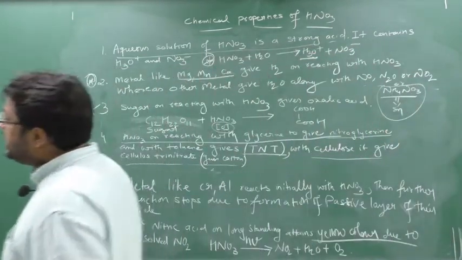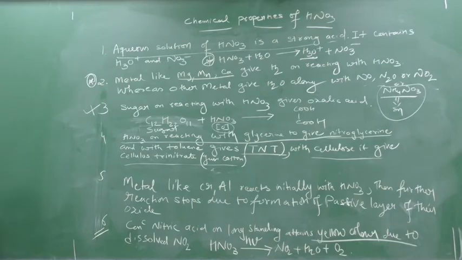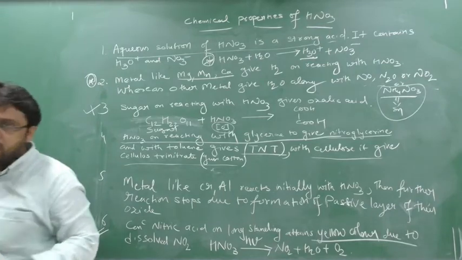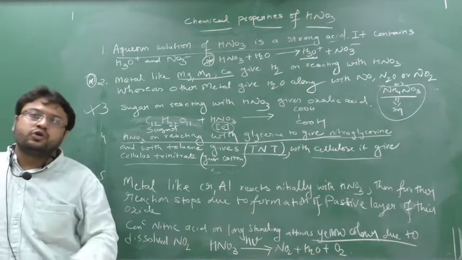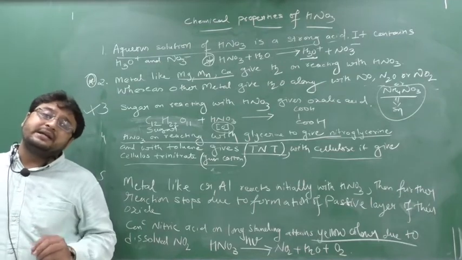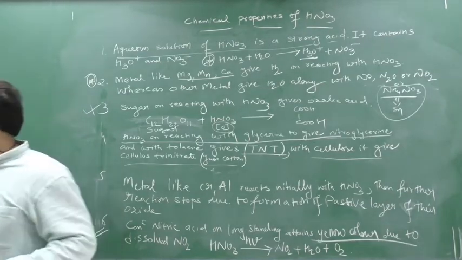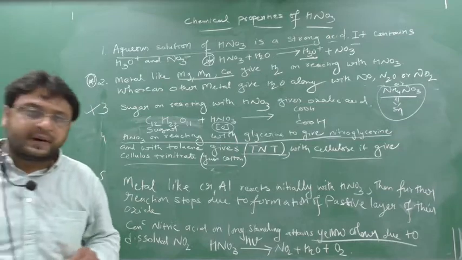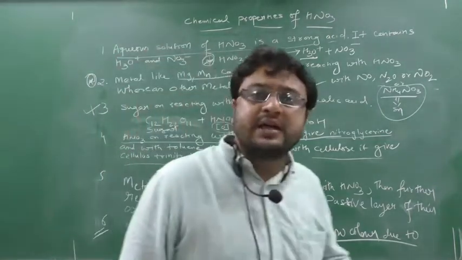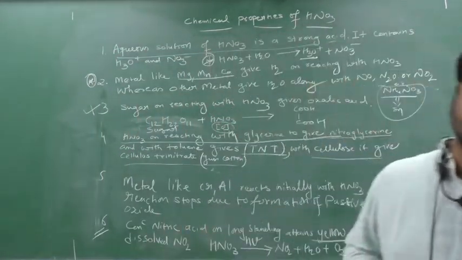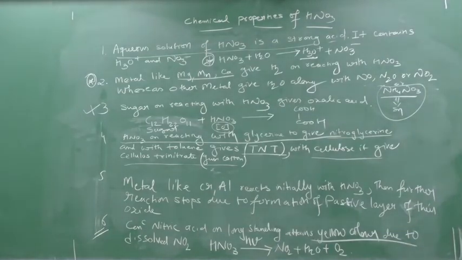Now if you want to decolorize this yellow color, what do you have to do? You have to take this yellow acid and warm it at nearly 60 to 80 degrees Celsius, and you have to pass dry air. When you pass the dry air, it will again become colorless, which means the nitric acid will get pure.